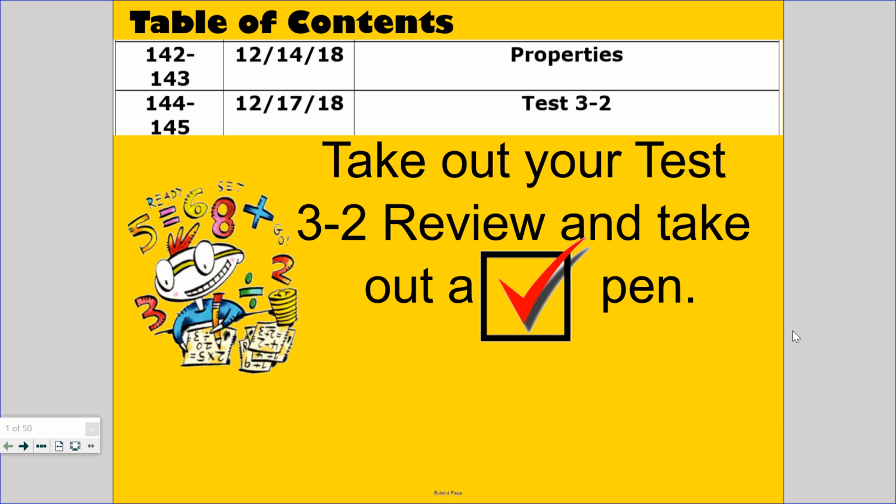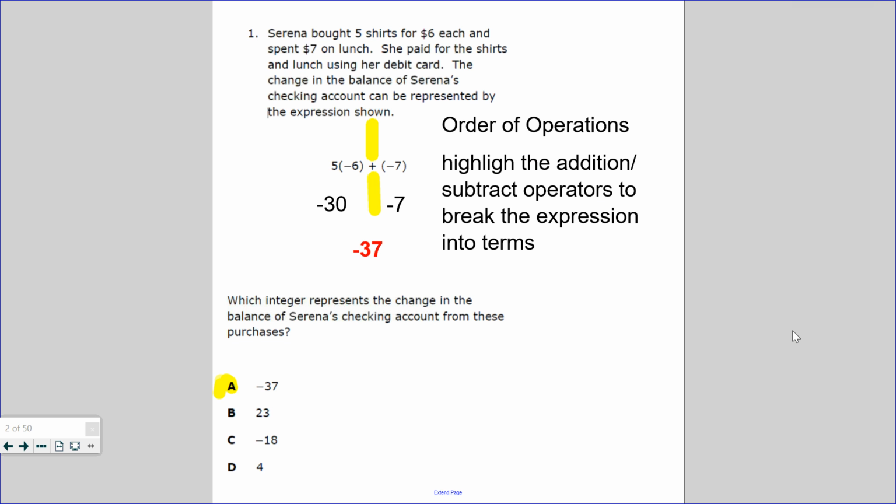Welcome, this is the test 3-2 review for academic. So what do you need to know for this test? You need to know order of operations and integer operations.